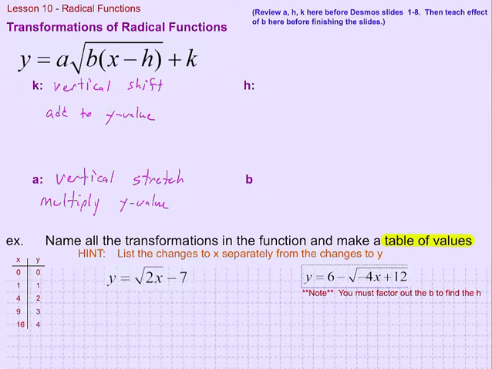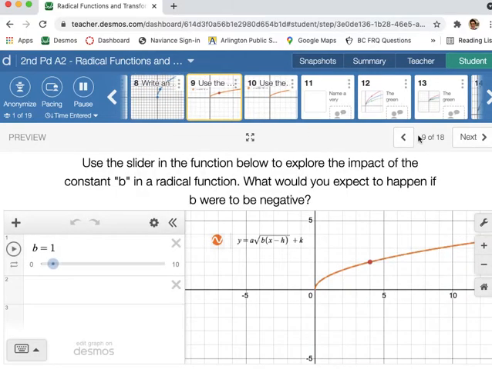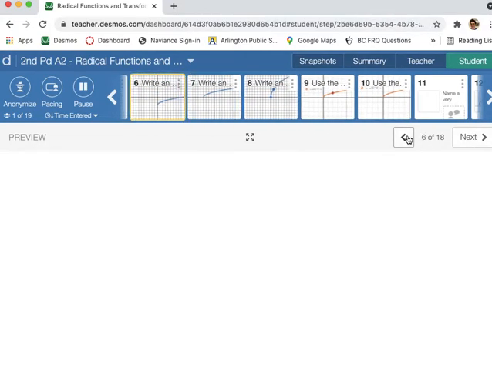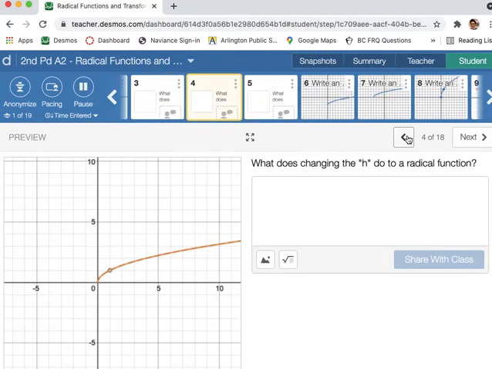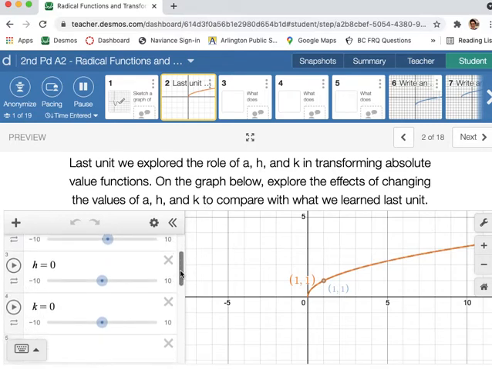And a quick look at an example. This should look pretty similar to what we've seen before. Here we go. Here's a function. Notice how the b is not there. We'll talk about that later. But the a and the k do the same thing they always did.